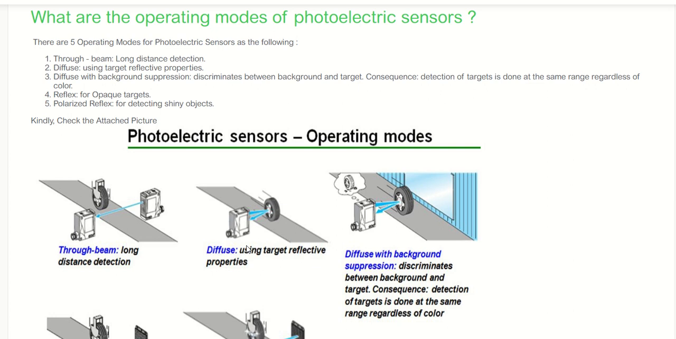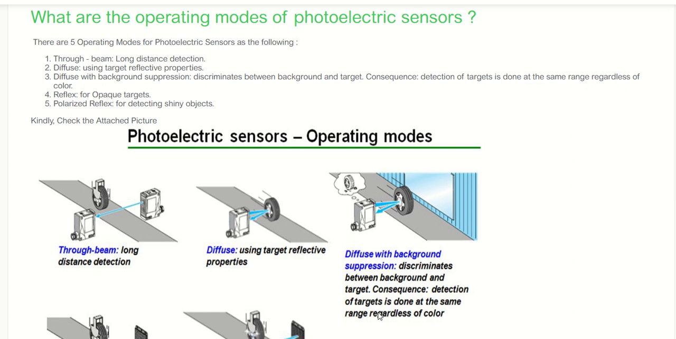And what result do we get after that? The detection of the target is done at the same range regardless of color. You get to identify your target. You will be able to tell that this wheel is my target, even though the background itself will also be black. As you can see here, this photoelectric sensor is detecting this wheel as its target. It is discriminating between background and target, and as a result, the target will be separated from the background, so it will be able to aim.